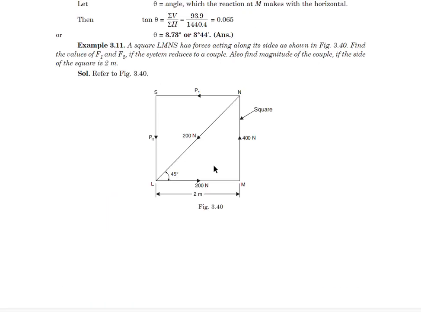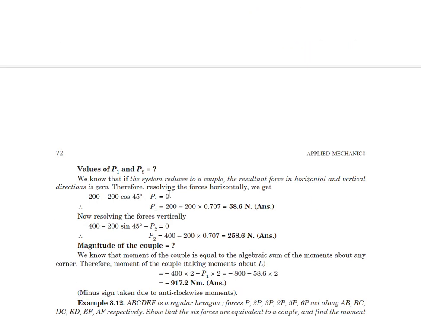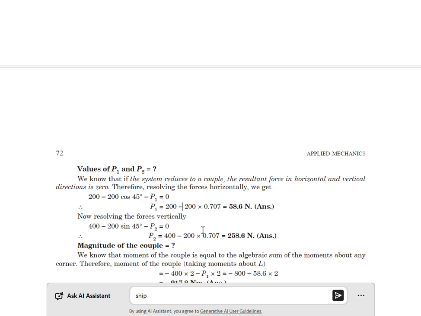And similarly, if you resolve these forces vertically, you have 400 Newton force going up, P2 is going down, and the 200 Newton diagonal force is going down. We'll take the sine component of this, okay, and again by equating this equation, you will find out the value of P2, because the resultant is going to be 0.